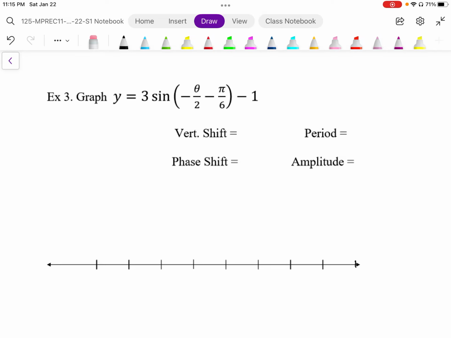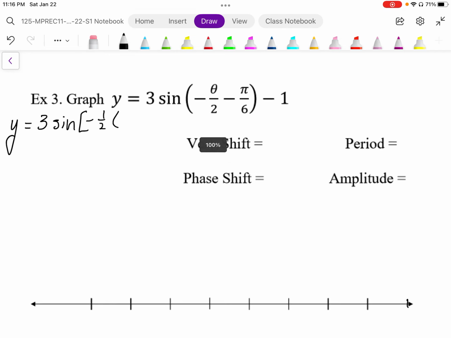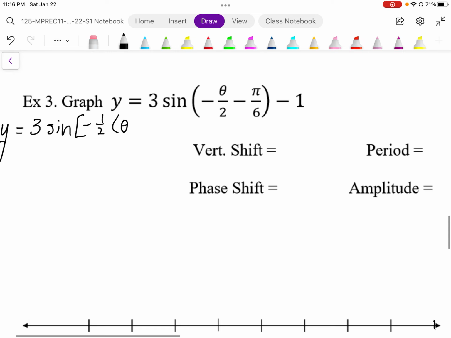So the first thing we want to do here is factor this. There's that negative 1/2 coefficient as our horizontal compression factor, or in this case, expansion factor. So I'm going to write this as 3 sine, and factoring out that negative 1/2, I end up with theta plus pi over 3. Now we can check that that actually works. We could just multiply that out. Yeah, we generate the negative pi over 6.